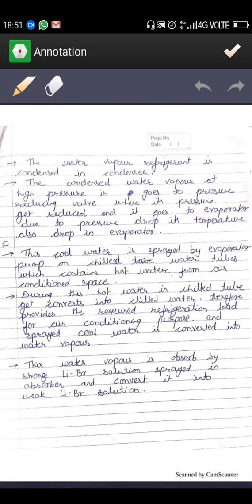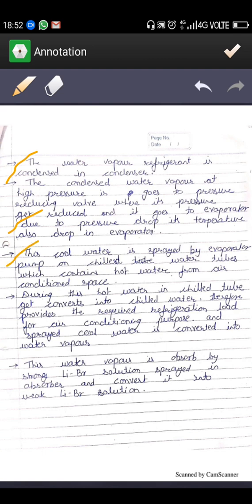The vapor refrigerant in the condenser is condensed. The condensed water at high pressure goes to the pressure reducing valve, where its pressure gets reduced, and it goes to the evaporator, where, due to the pressure drop, the temperature also drops in the evaporator.